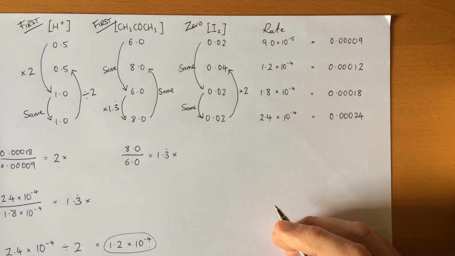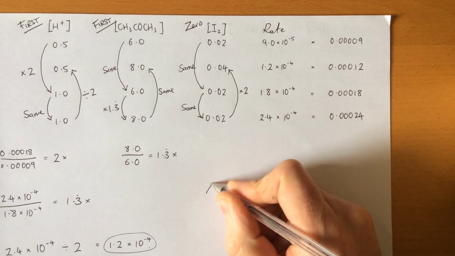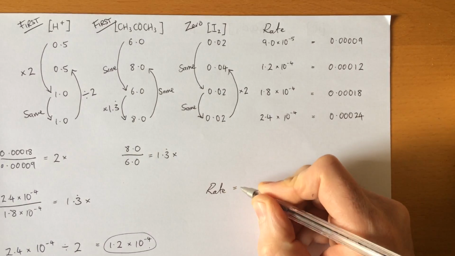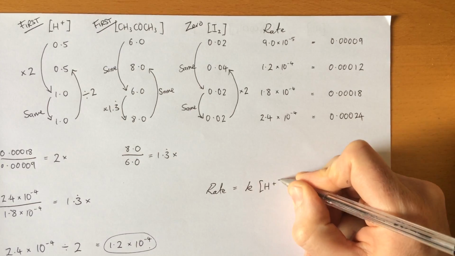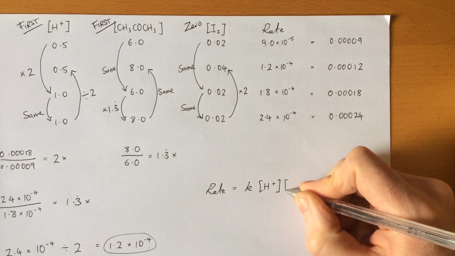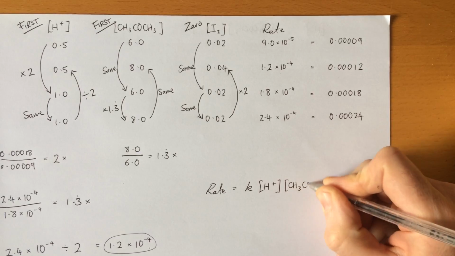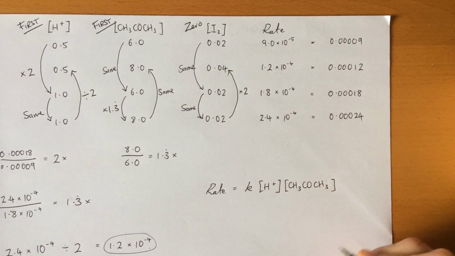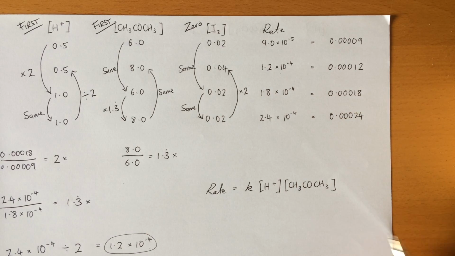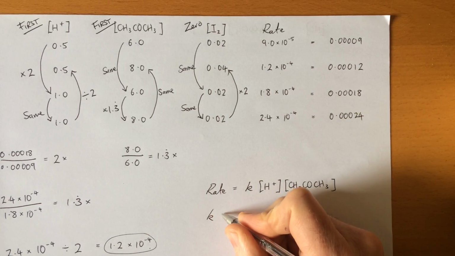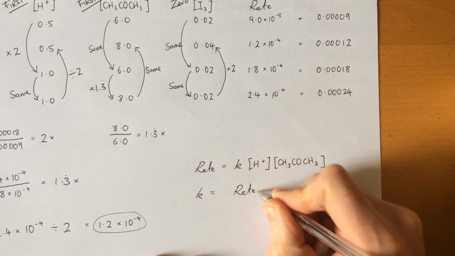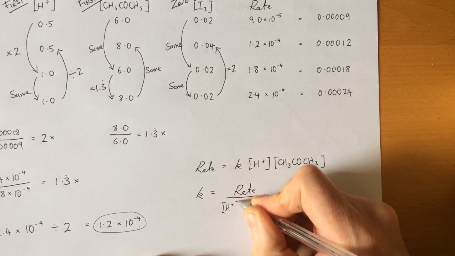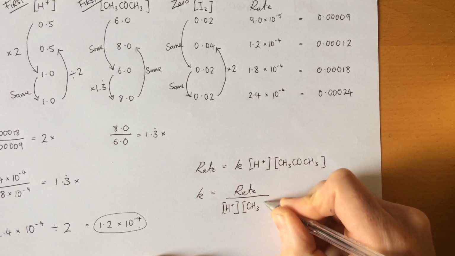Then we can write our rate equation. So rate is equal to k, the rate constant, multiplied by the concentration of hydrogen ions, first order, the concentration of propanone, and because iodine is zero order, its concentration doesn't appear in the rate equation. Let's rearrange that to find a value for k. k is equal to the rate divided by the concentration of hydrogen ions multiplied by the concentration of propanone.